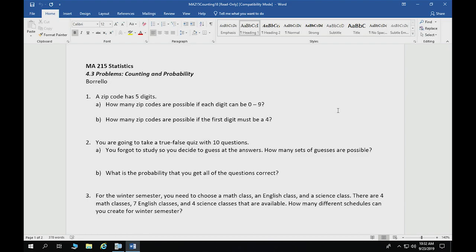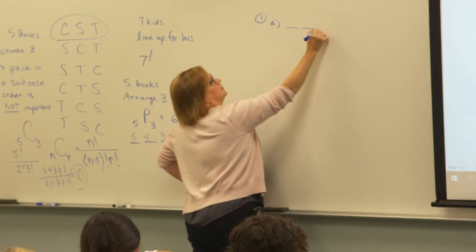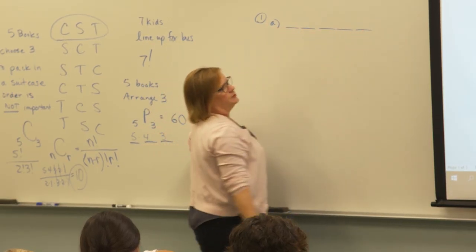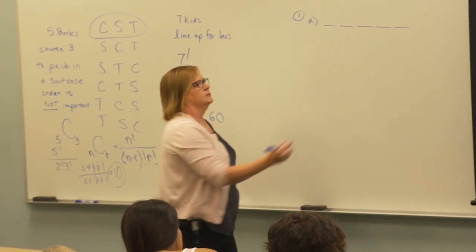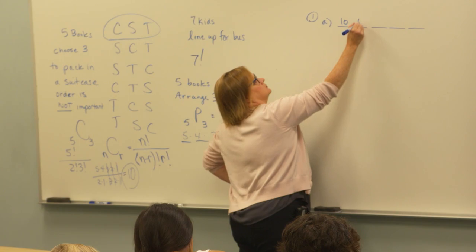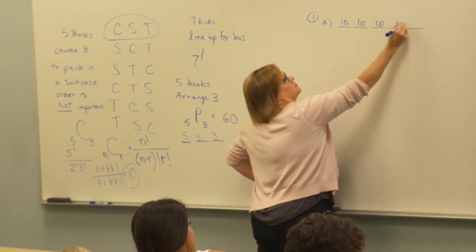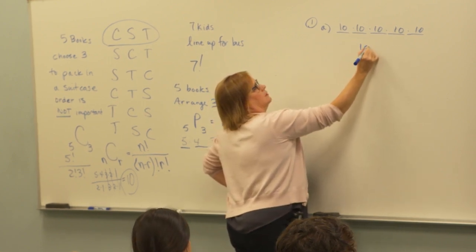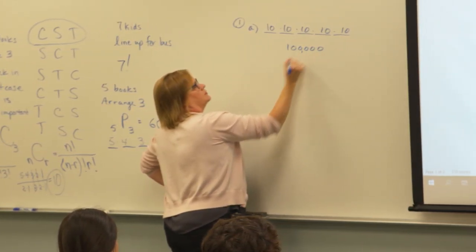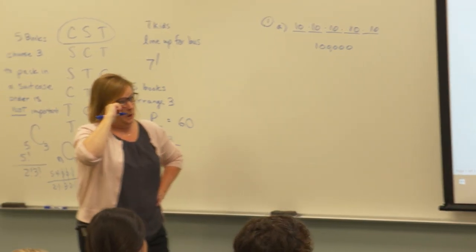So how many choices for each digit in part A? Yeah, if you allow repeats, then you'd have all 10 digits. Yep. So 10. And zip codes, you do care about the order, so that's good that we're doing that. Okay, so 100,000 of those.